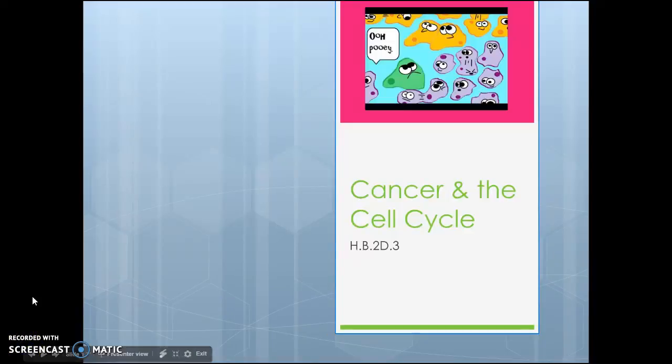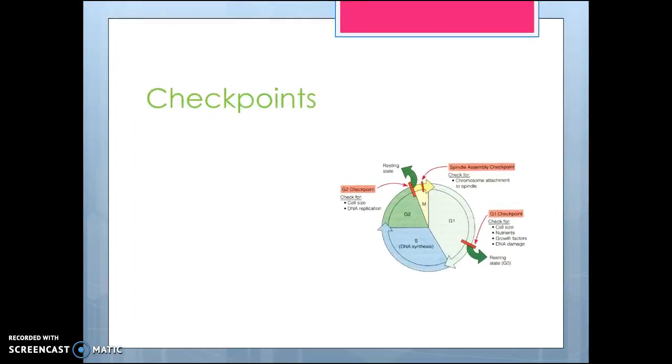Hi, this is Mrs. Hamilton, and today we're going to cover cancer and how cancer relates to the cell cycle. You first need to know about checkpoints.